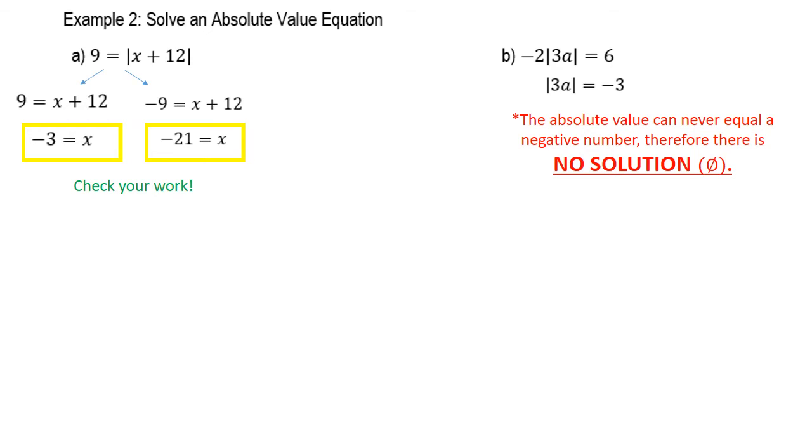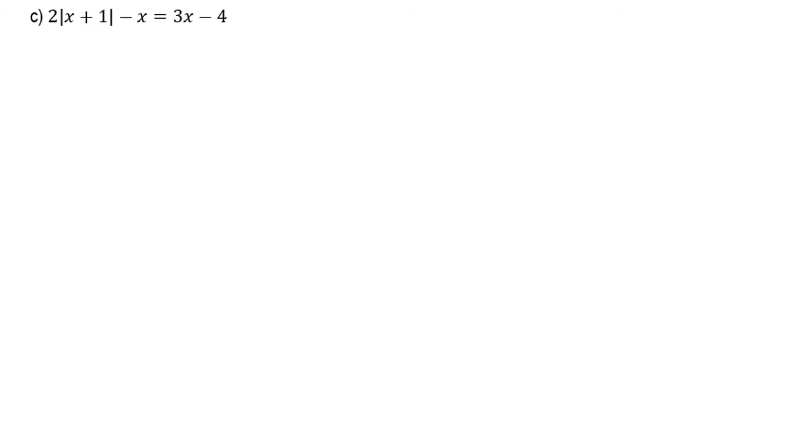All right, and we're going to move on to our last example, example C. This one looks a little bit more complex, but really, once you get it in starting form, it's the same as example A was. In order to get it in starting form, if we look at that left-hand side, because that contains the absolute value, we need to get rid of that 2, and we also need to get rid of that negative x.